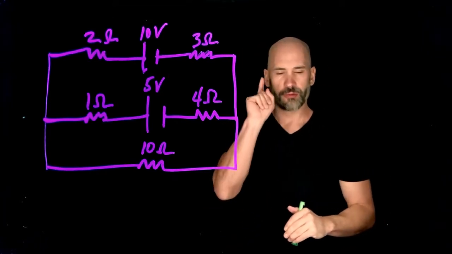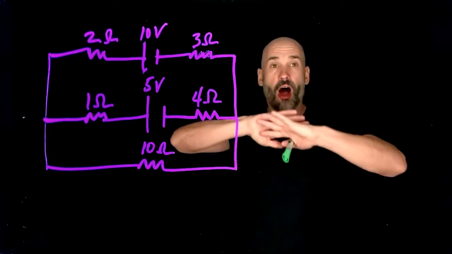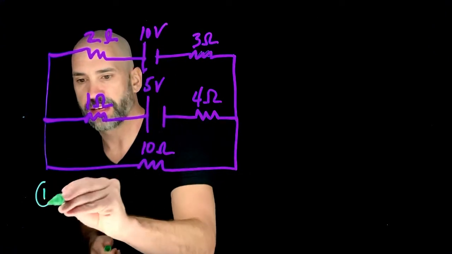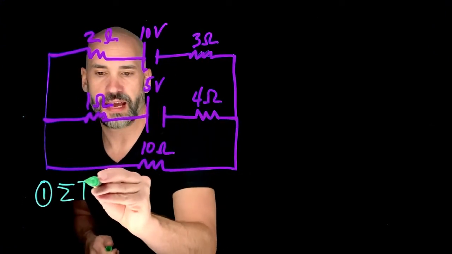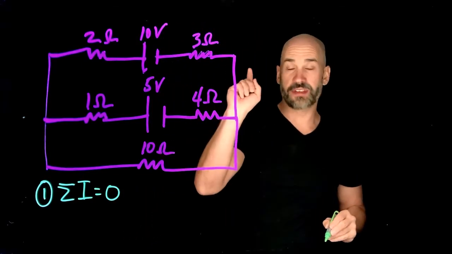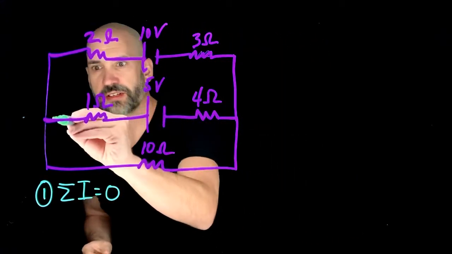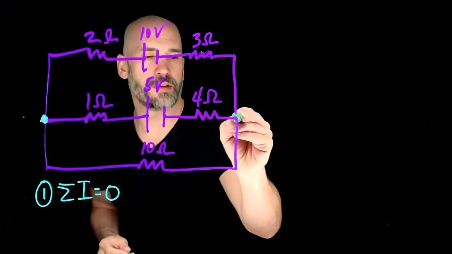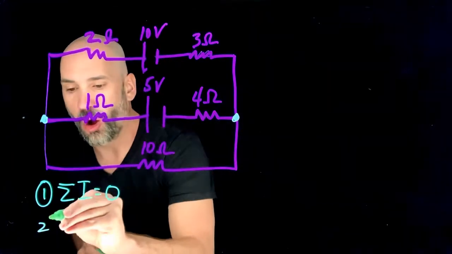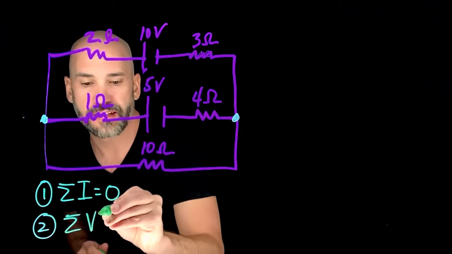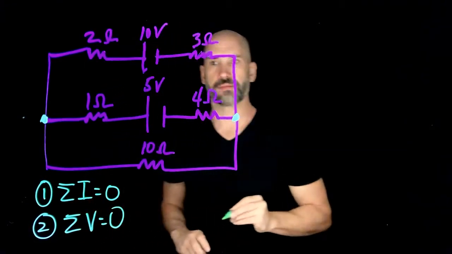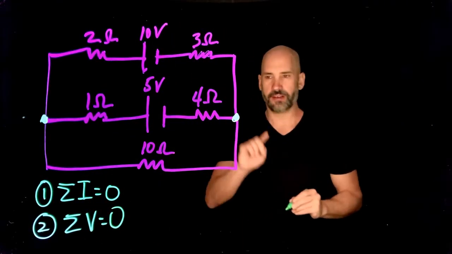All right, so remember, Kirchhoff's laws. We get all our equations from two simple rules. Rule number one says that all the currents entering and leaving a junction must sum up to 0, okay? Where are our junctions? Here and here, okay? And rule number two says that all the voltages adding and subtracting around any given loop must also add up to 0, okay? All right.